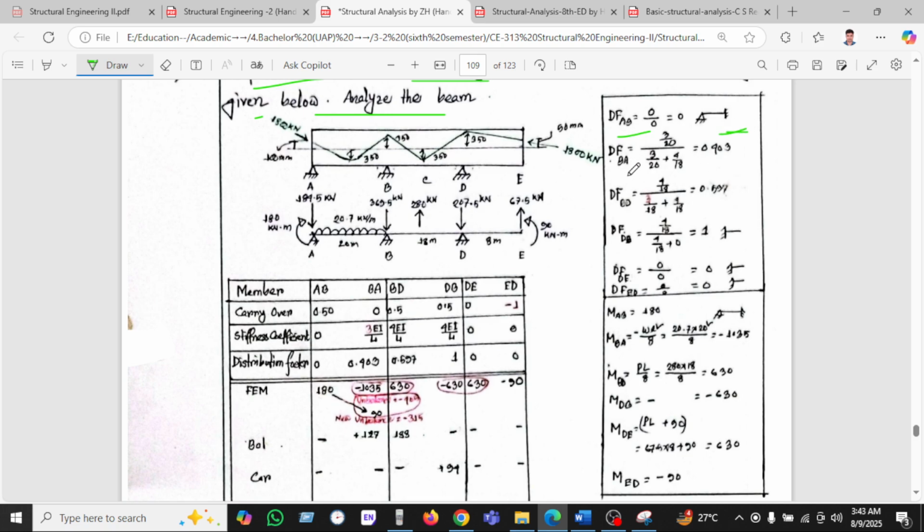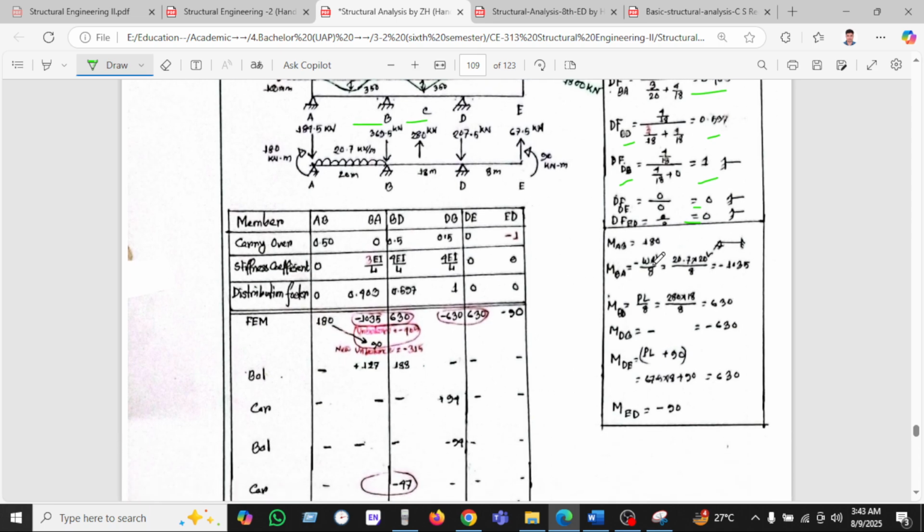That's why AB is 0. And we can see here the BA, this is the BA, and we found 0.43, and the distribution factor BD. This is the BD. So you can see here, this is the DB, so being reversible it will be 1, and DE is 0, and DF is also 0 as it is a split support.